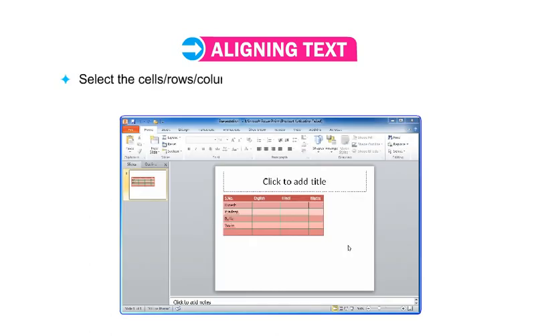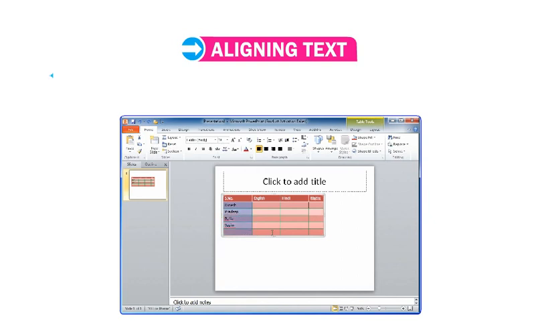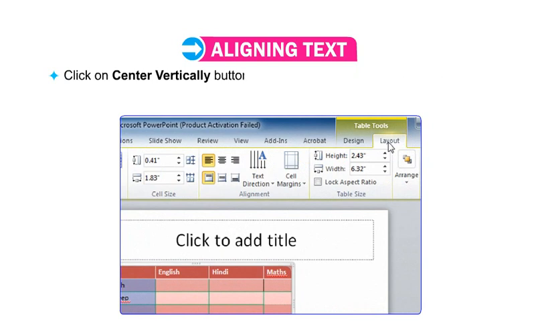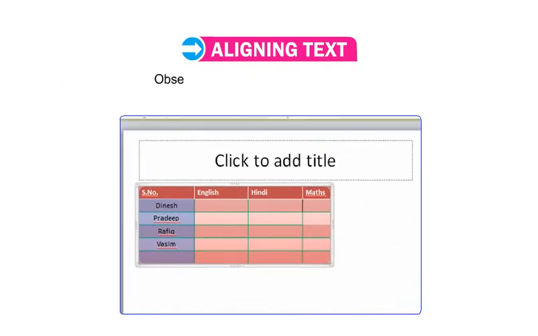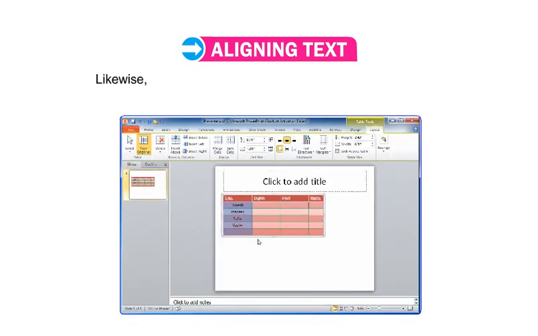Select the cells or rows or columns whose text alignment you wish to change. Click on Center Vertically button in the Alignment group on Layout tab. Observe the change in the text alignment. Likewise, you can select any alignment from the given choices.